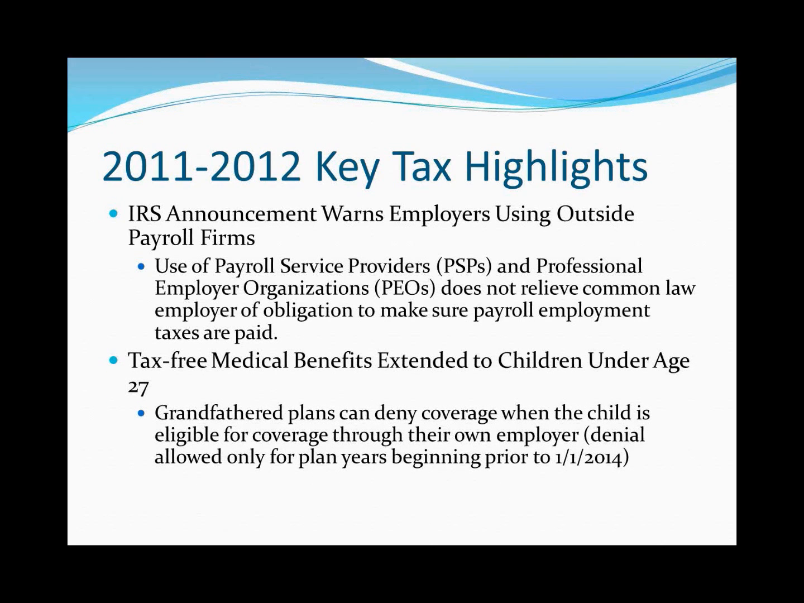Finally, this talks about the medical benefits that are extended to children aged 27 and up. Basically, a child under the age of 27 can be covered under their parents' medical plan until they reach the age of 27, and so there's just some rules there.